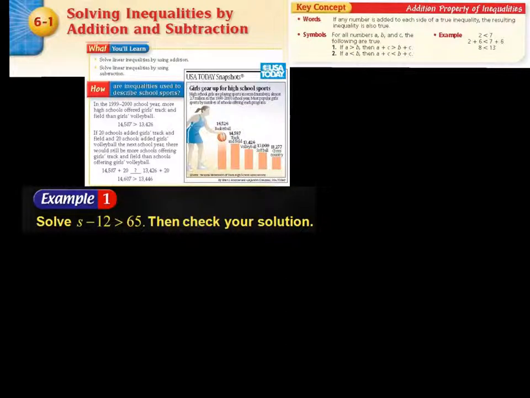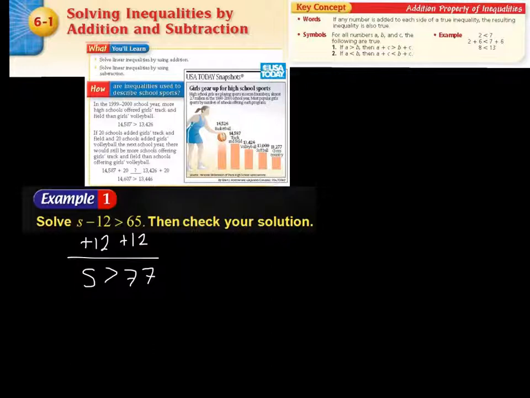Solve s minus 12 is greater than 65. Check your solution. So just like with equations, to undo a minus 12 in an inequality, I'm going to add 12 to both sides. And I have s is greater than 77.